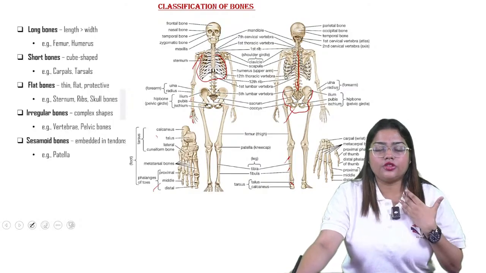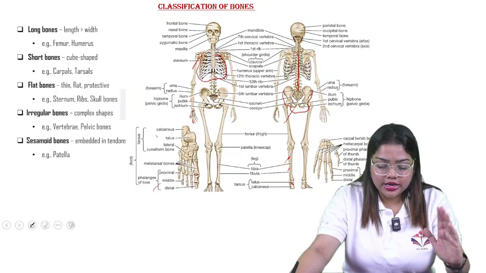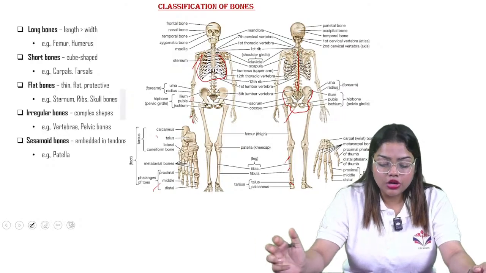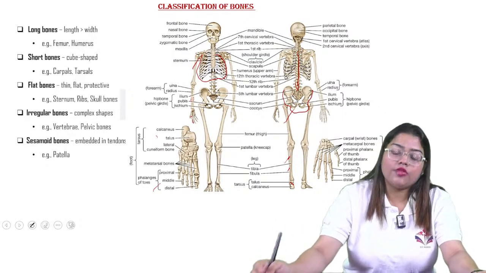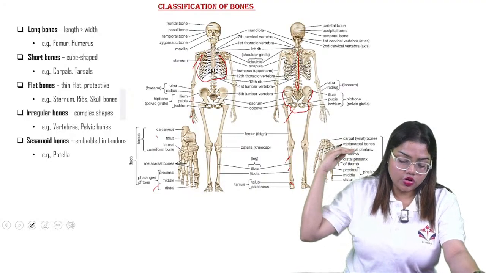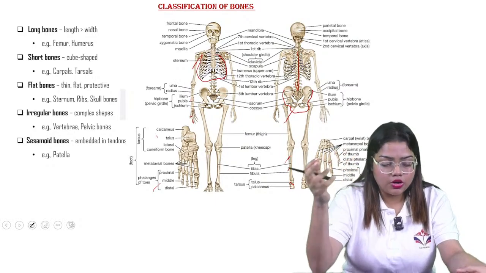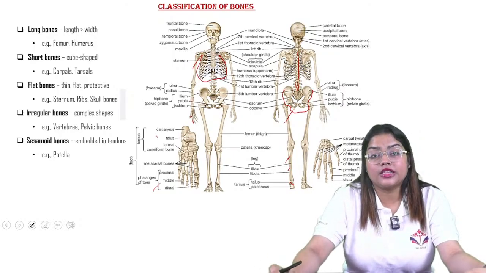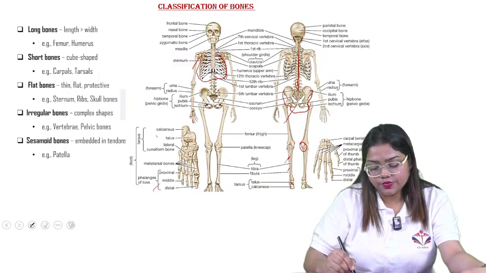We have the rib cage which is divided by the sternum, okay. This is a thin flat protective bone. In the ribs and skull also you can see it. Then irregular bones, which have very complex shapes, such as vertebra, okay. Vertebra is placed in our spinal column. Then pelvic bones, which help to support the upper part of our body, and sesamoid bones, which are embedded into tendons. An example is the patella, okay, which is placed on the knees.